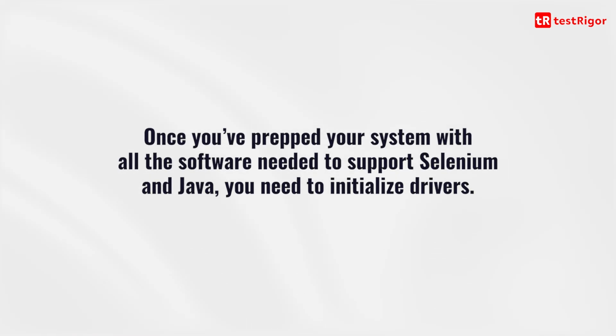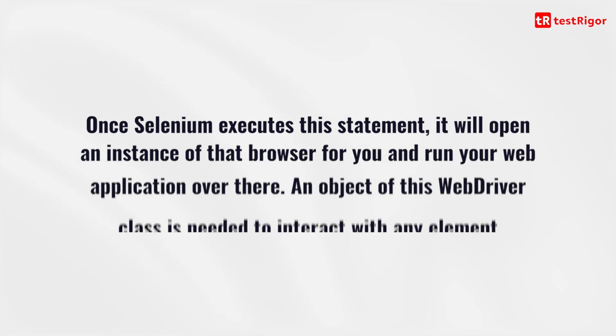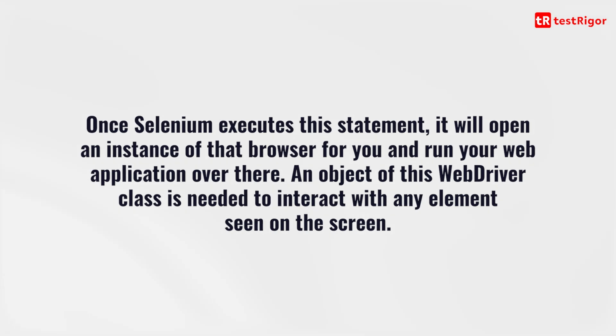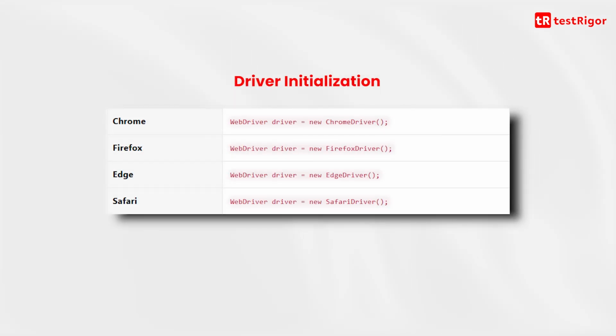Once you've prepped your system with all the software needed to support Selenium and Java, you need to initialize drivers. This is always one of the first steps of writing Selenium test scripts. Initializing drivers means that you are telling Selenium which browser you want to test your application on. Once Selenium executes this statement, it will open an instance of that browser for you and run your web application over there. An object of this WebDriver class is needed to interact with any element seen on the screen. The screen shows the Java commands for driver initialization for Chrome, Firefox, Edge, and Safari.